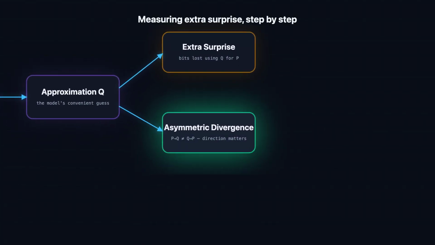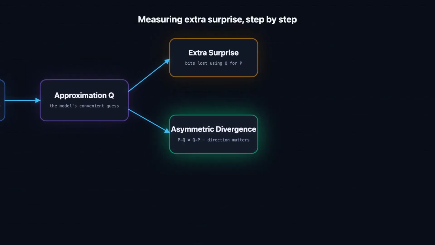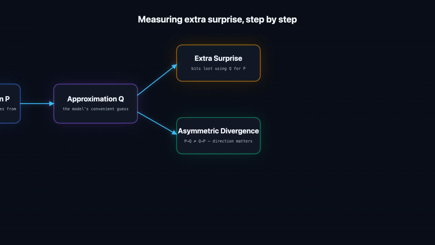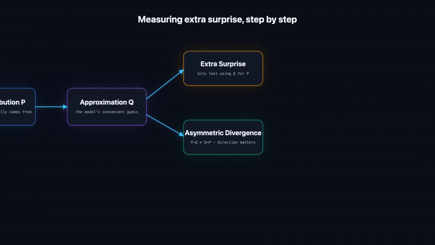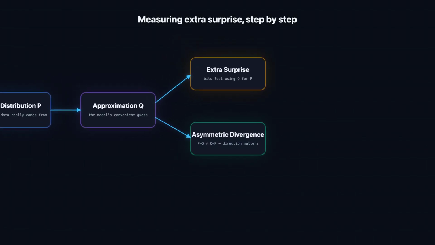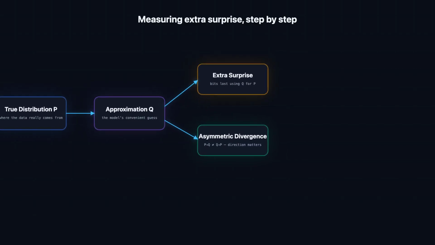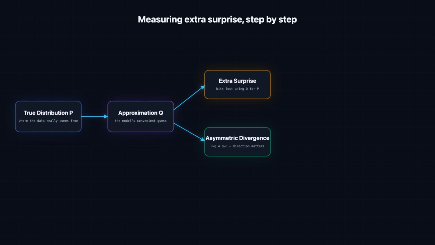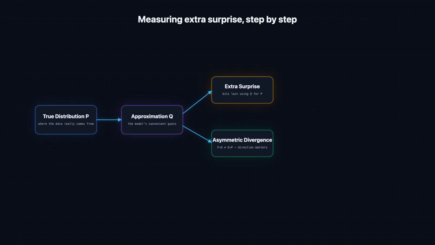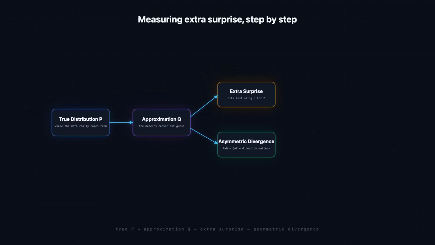Here comes the twist that trips people up. Divergence from P to Q generally does not equal the divergence from Q to P. Direction matters, which is why we call it a divergence rather than a true distance. That asymmetry is genuinely useful, not a bug.